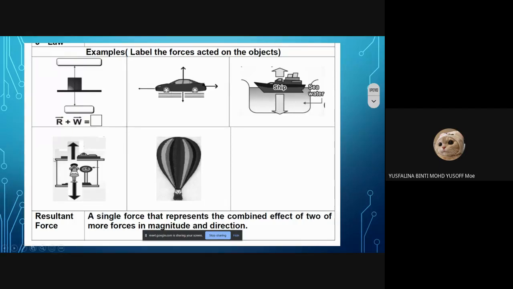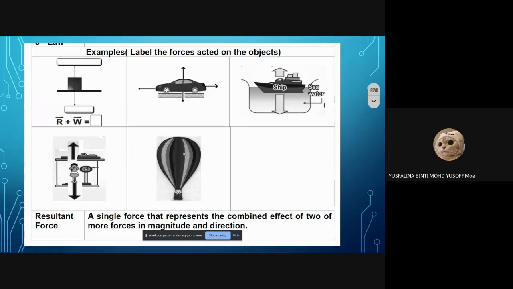For the girl in the lift, the elevator, the downward force is called the weight and the upward force is called the normal force. For the hot air balloon, the downward force is called the weight and the upward force is called the buoyant force.